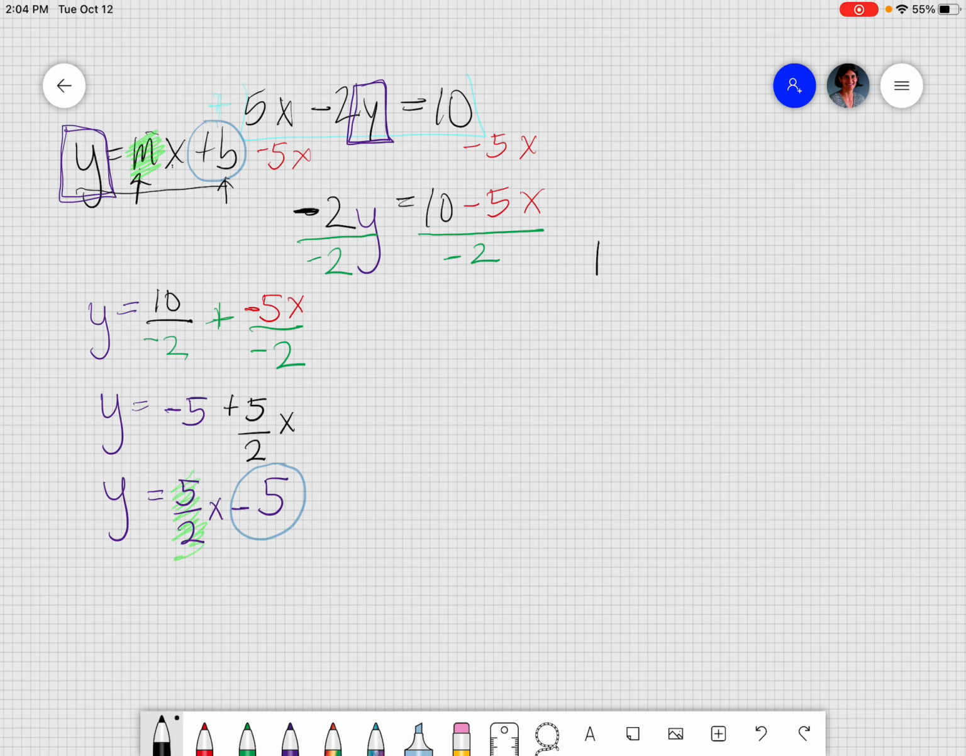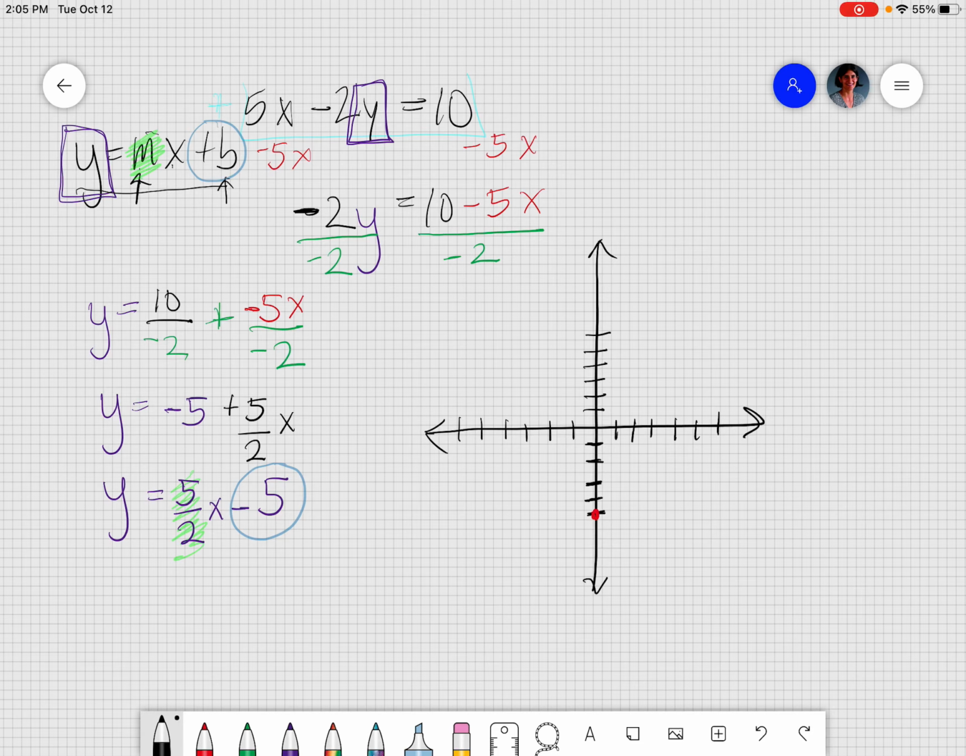And now they wanted us to graph it. So let's go ahead and get our grid here. Remember, the b is like our starting point. It fixes us to the graph. So 1, 2, 3, 4, 5. We'll go ahead and put that dot there. I should have used the grid, but let's try to get as equal spacing as we can.